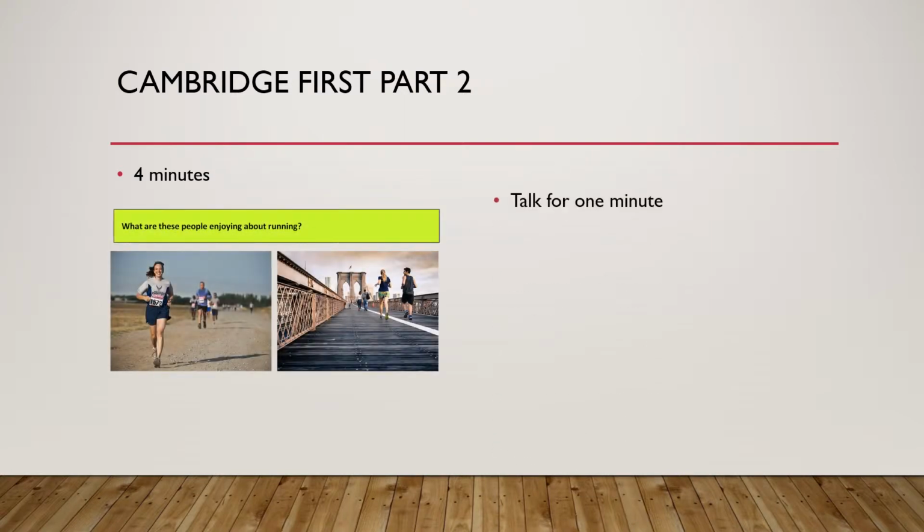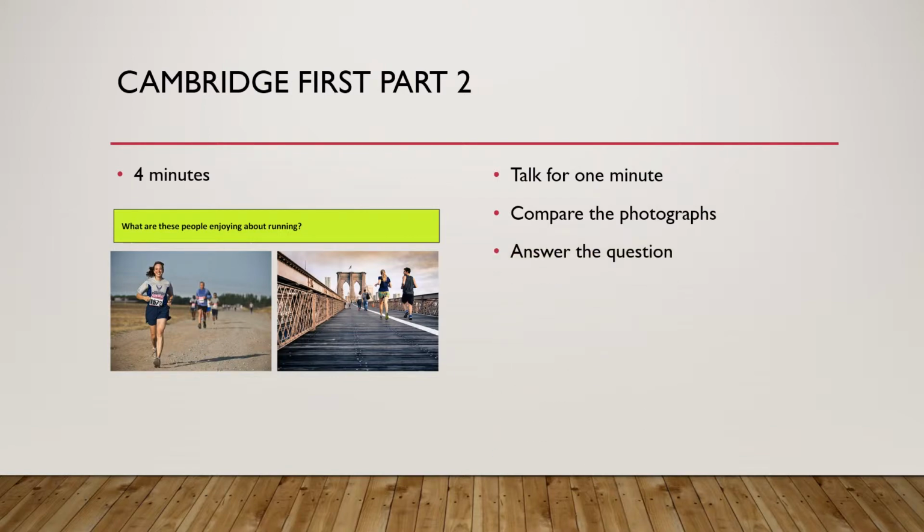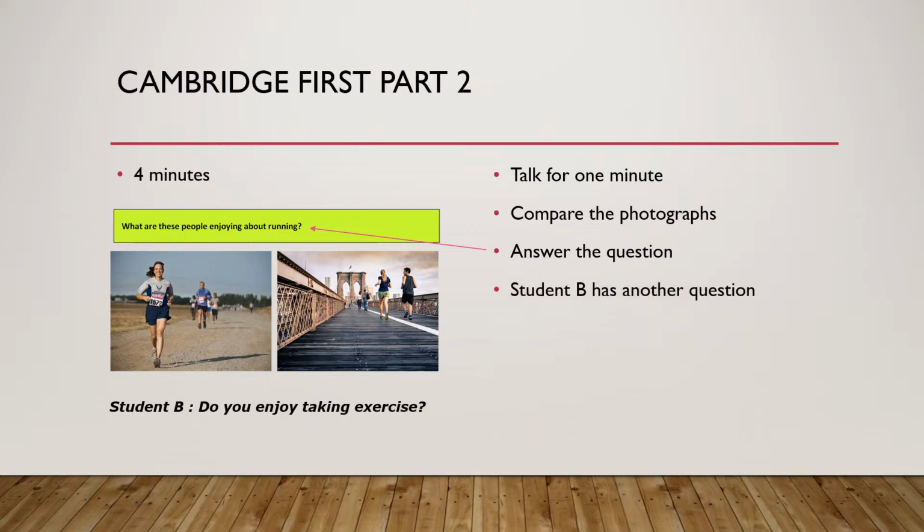Part 2 is the photograph exercise, in which each person receives 2 photographs and a question to answer. The instructions here are to speak for 1 minute, to compare the pictures, and to answer the question. When the first person is finished, then the examiner will ask the second person a different question. You should spend 25, 30 seconds answering this question.